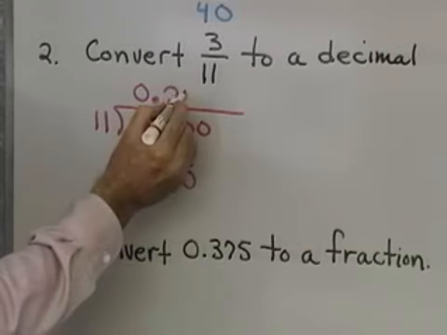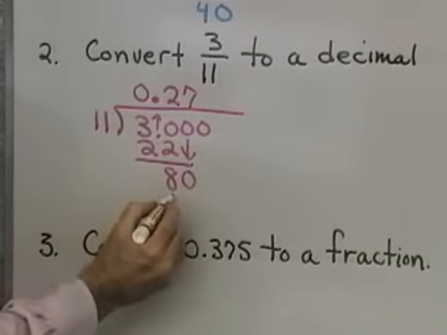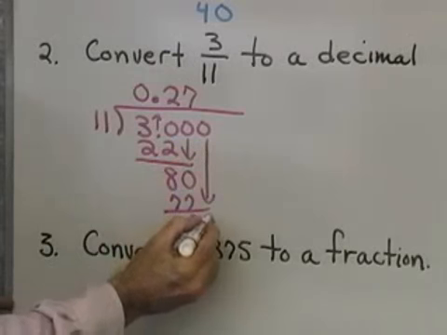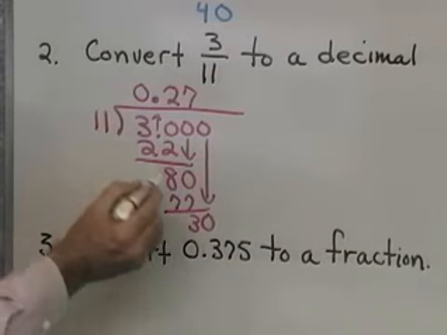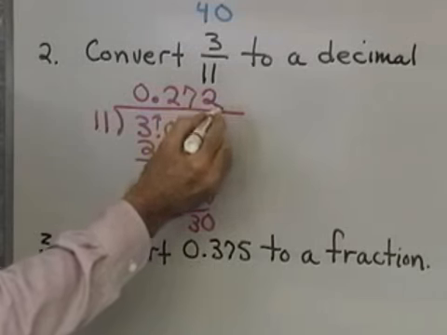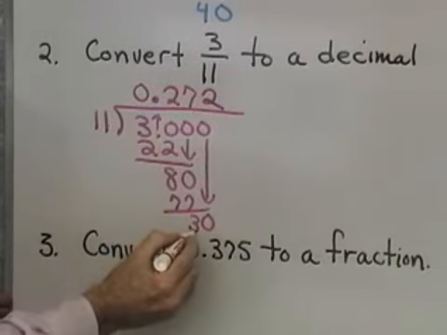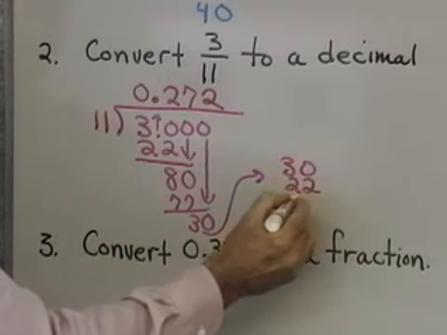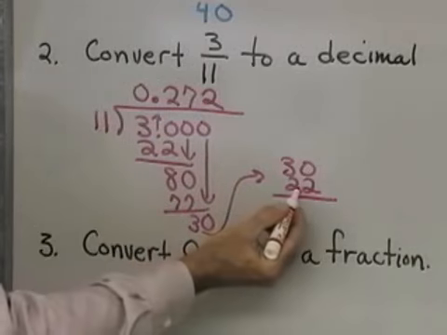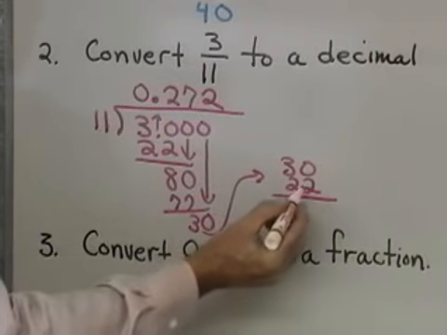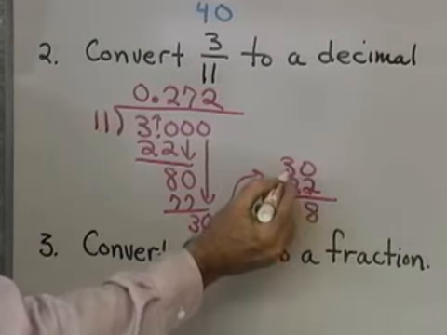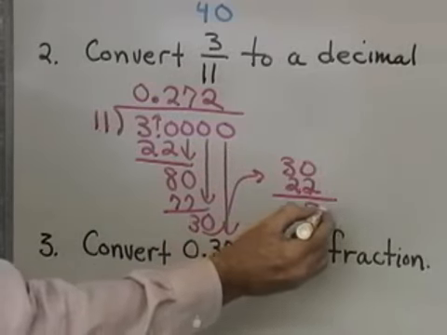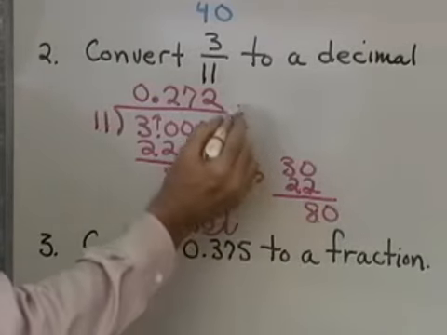11 goes into 80 7 times. 7 times 11 is 77. Subtract, and I'll get 3. Bring down that 0, and I have 30. 11 goes into 30. Let's say 2 times. 2 times 11 is going to be 22. Let me just take this up over here. I think you can see what I'm doing. When I multiply 2 times 11, I get 22, and that's what I have to subtract from 30. 2 from 0 is going to be 8. 2 from 2 is 1. I would bring down another 0. That would give me 80 right here. 11 would go into that 7 times.